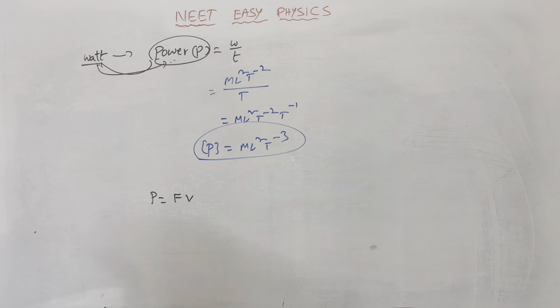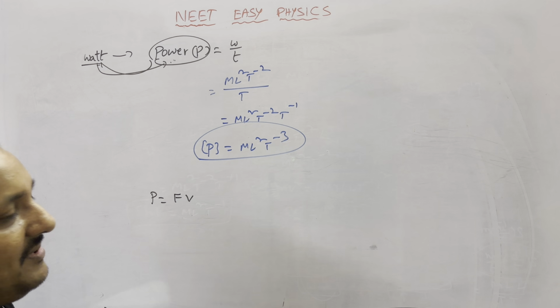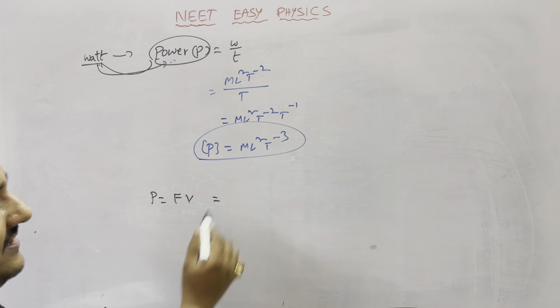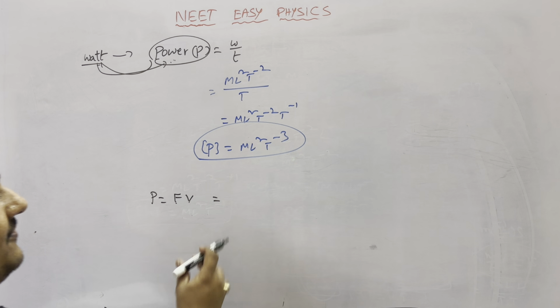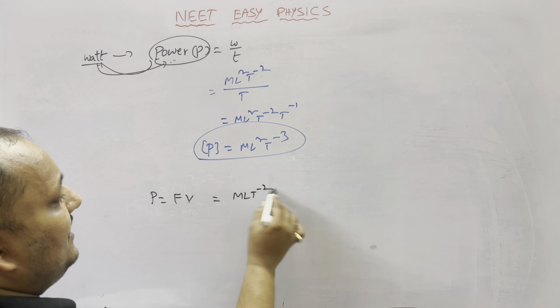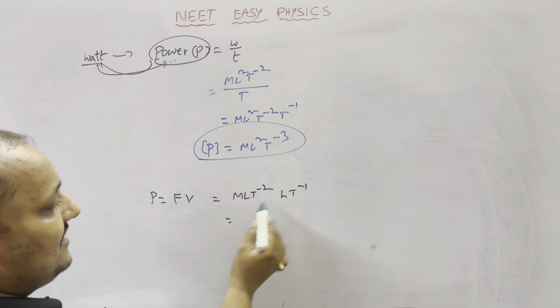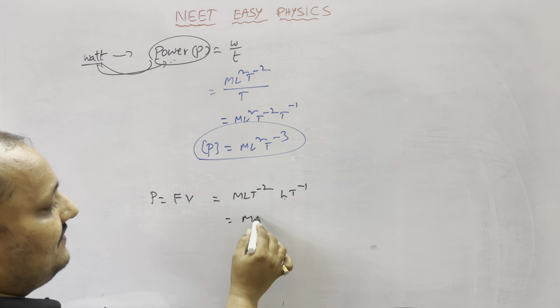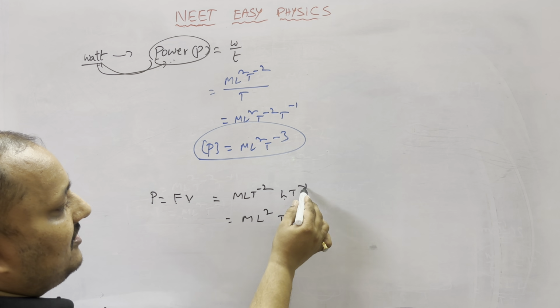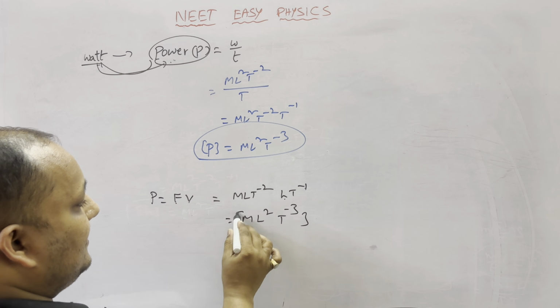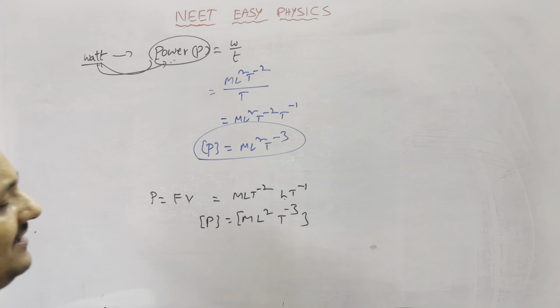Those who have completed the lesson on work, energy, power came to know power is force into velocity. What is the dimension formula for force? M L T⁻². What is the dimension formula for velocity? L T⁻¹. Again you can multiply, M L into L² T⁻² T⁻¹, giving M L² T⁻³. So this is the dimension formula for power.